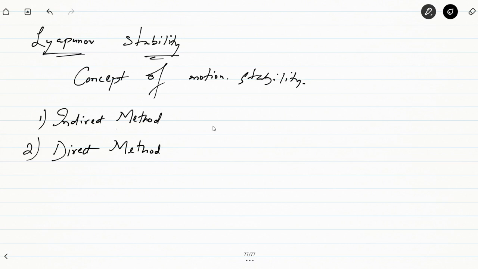As far as the indirect method goes, we have already studied it somewhat. It actually deals with the concept of linearization. Using linearization, we can state whether a system is stable or not. The direct method, while it is the more general of the two, is what the Lyapunov stability theorem is associated with, and it's important for analysis.